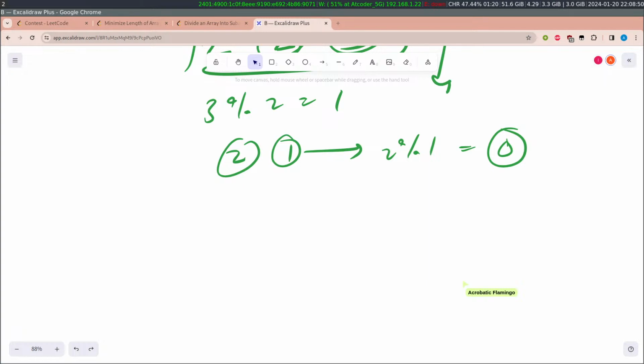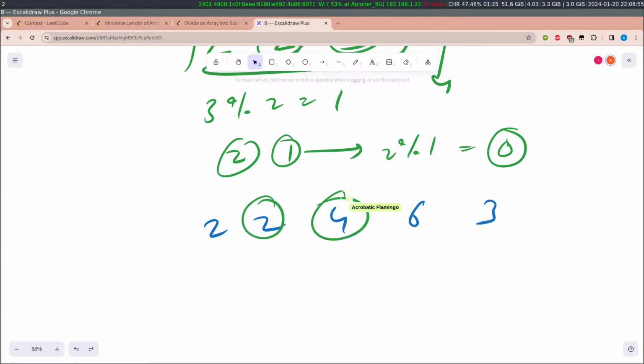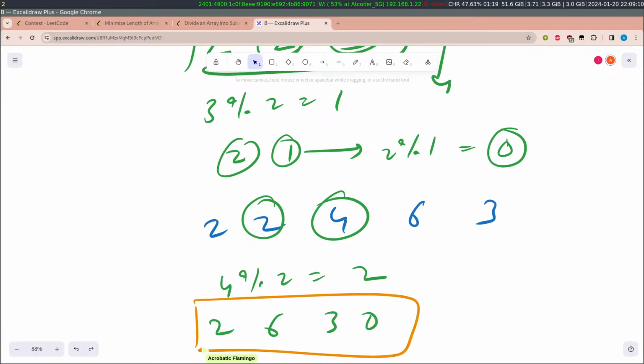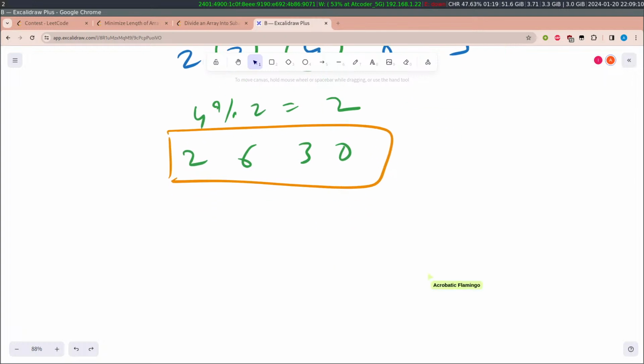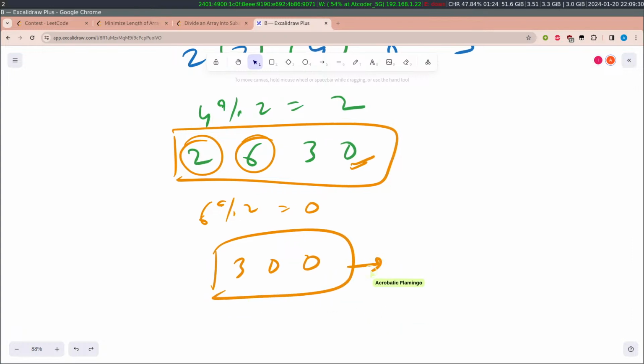Similarly, let's try to solve the similar problem for 2, 2, 4, 6, 3. Let's say we have chosen 2 and 4, and 4 modulo 2 is 2. So our new array becomes 2, 6, 3, 0. In this case, we cannot choose 0 again because we have to choose positive numbers every time. So let's say we have chosen 2 and 6 again. 6 modulo 2 is 0. We add 0 at the back, our array becomes 3, 0, 0. And notice that we cannot reduce it even further.